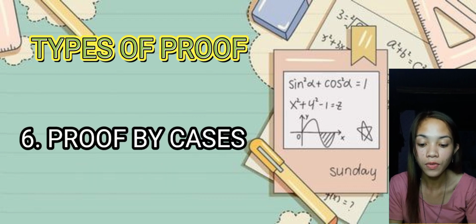The last proof is the proof by cases. If the hypothesis P can be separated into cases P sub 1 or P sub 2 or so on, prove each of the conditional propositions, P sub 1 implies Q, P sub 2 implies Q, and so on, separately.